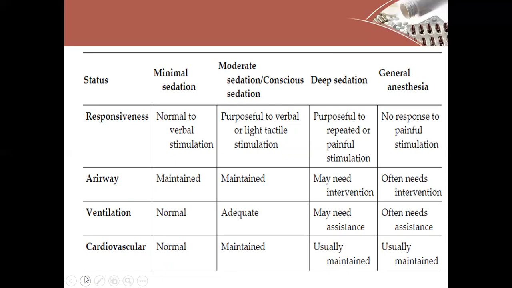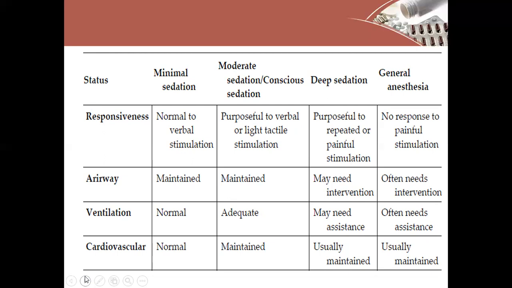So here the airway may need intervention, and we have to check the airway, ventilation, and the cardiovascular system. It should be maintained on a normal basis, and it might require intervention for airway and ventilation. General anesthesia means the responsiveness will be null. There will be no response to painful stimulation, and it definitely requires intubation, often needs interventions for the airway, and needs assistance for ventilation. Then the cardiovascular system is usually maintained by drugs.